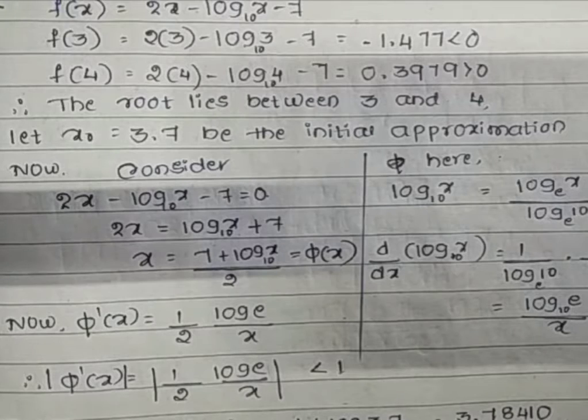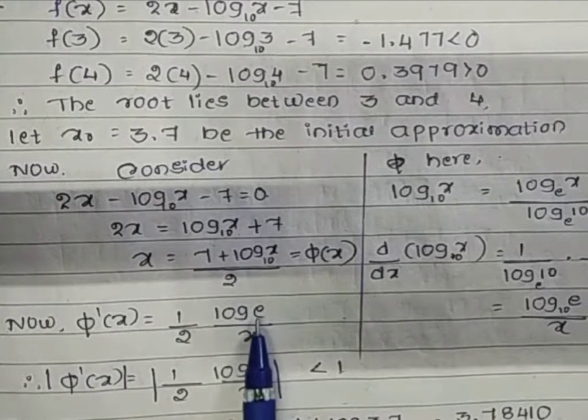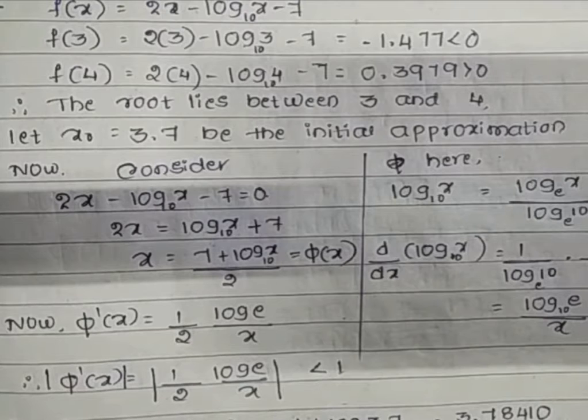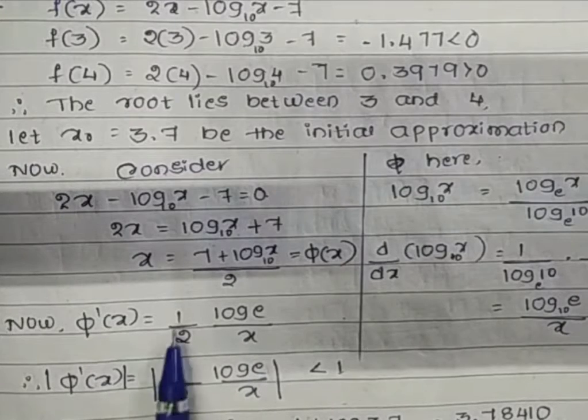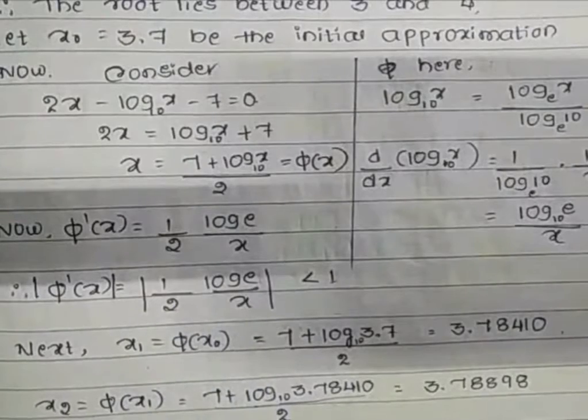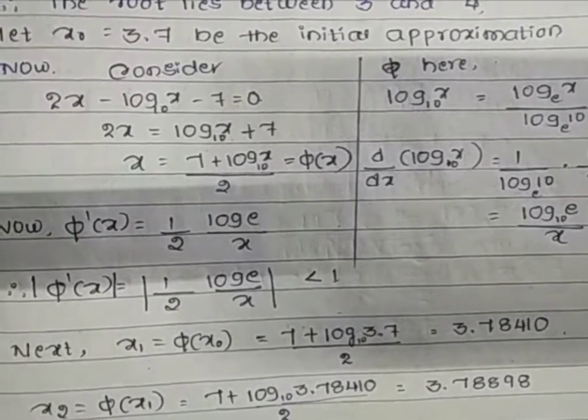You can mention log e to the base 10, or just mention log e here. So this is phi dash of x. Here we are getting phi dash of x as 1 divided by 2 log e divided by x. Then in this derivative we have to replace x with the x naught value.